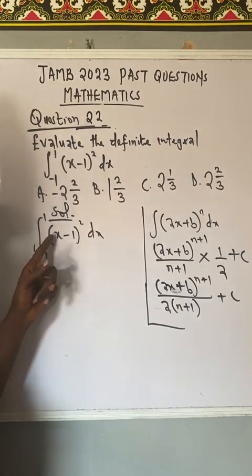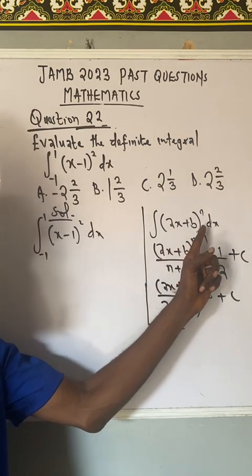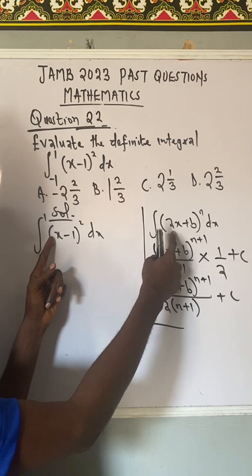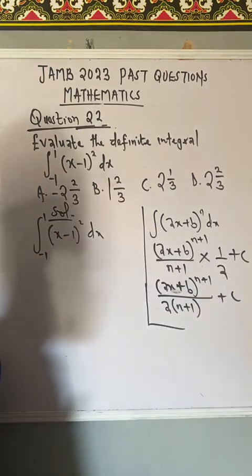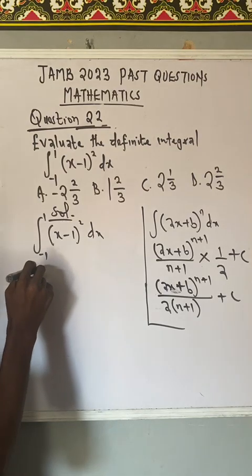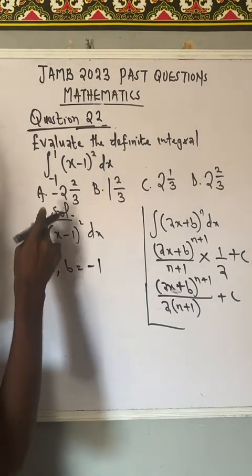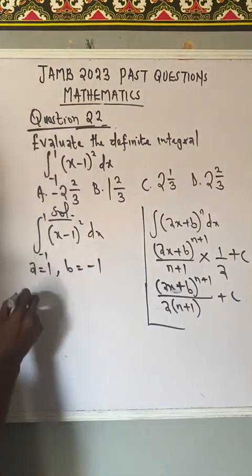Good. If you look at comparing x minus 1 and ax plus b, I will see that my a in this case will be 1, and my b, which is plus b here, will be minus 1. So in this case, a will be equal to 1 and b will be equal to minus 1. Neglecting the integral sign first, let's apply this.